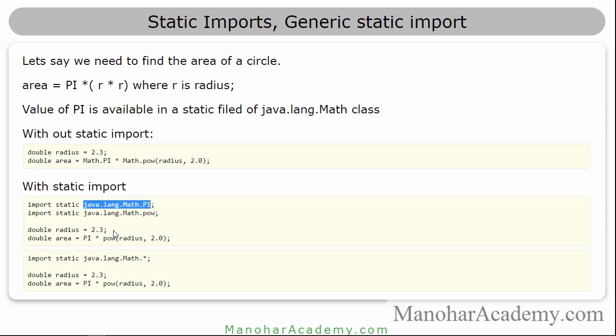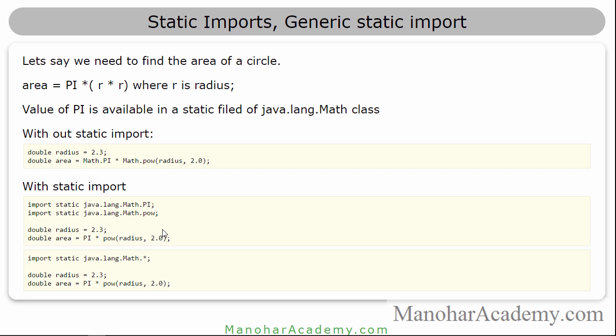So here we are talking about static fields and static methods. We are not importing a class, okay, we are importing a static field inside a class or a static method inside a class. So we import using the static keyword: import static, then the static field; import static, then the static method. So then I don't need to refer to PI as Math.PI, I can simply refer to PI. I don't need to refer to this method using Math.pow, I can simply use pow.